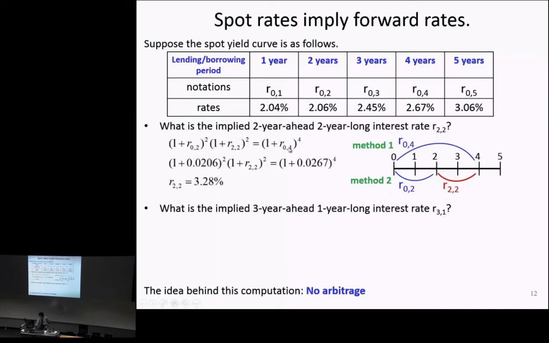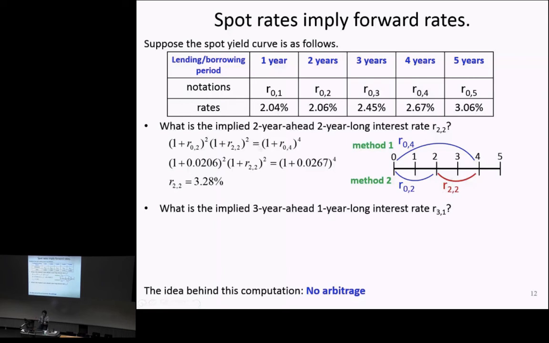Through the first method, if you lend your money through the first method, your money will increase by a factor of (1 + R04)^4. Through the second method, your money will increase first by a factor of (1 + R02)^2, and then after that, your money will continue to increase by a factor of (1 + R22)^2, this forward contract.